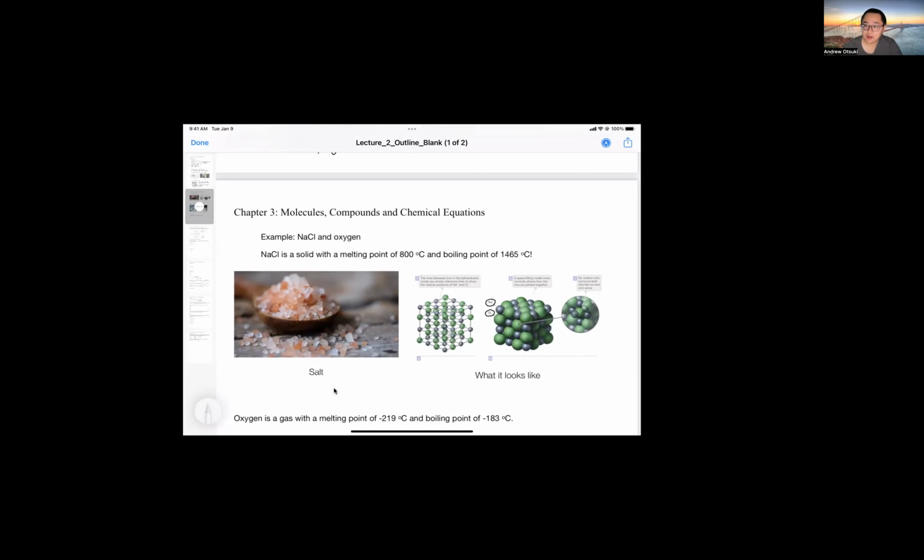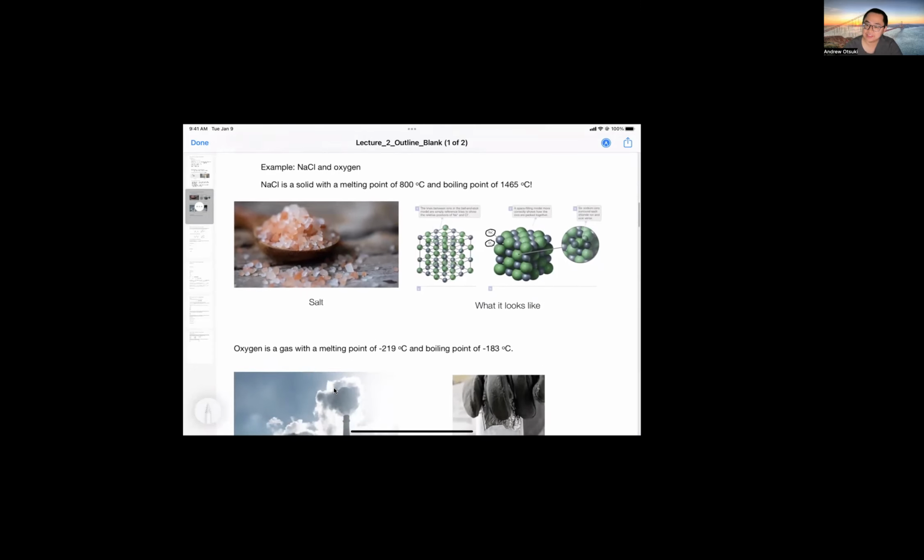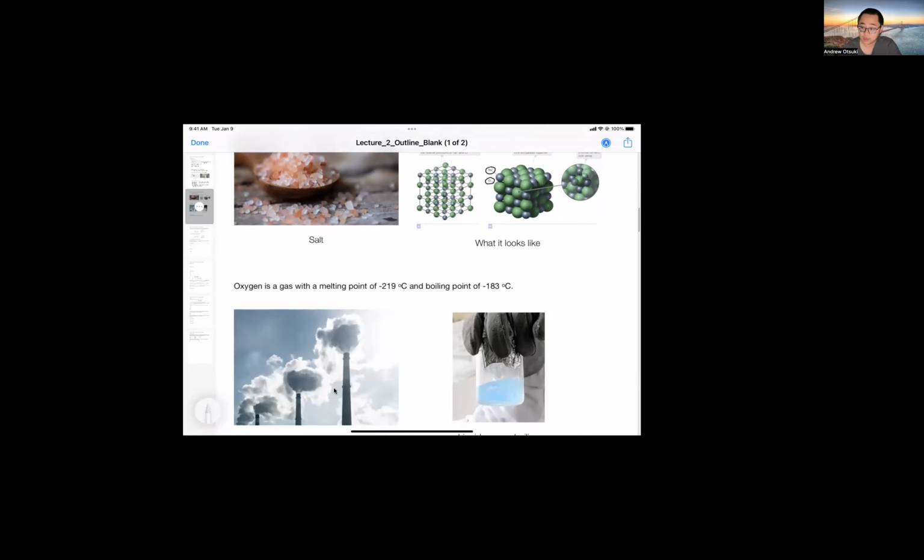Okay, on the other hand, let's go to the opposite end of the spectrum. We have oxygen gas. At room temperature, oxygen is a gas, right? You can actually liquefy oxygen. It becomes this really nice blue color here, and that has to do with oxygen's electronic structure.